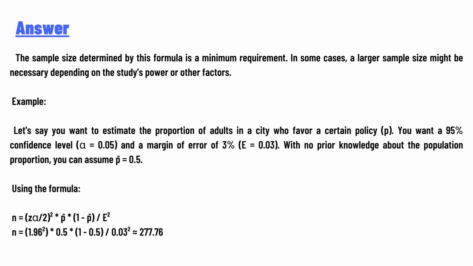Example: let's say you want to estimate the proportion of adults in a city in favor of a certain policy. You want 95% confidence. Pause the video and go through the calculations.